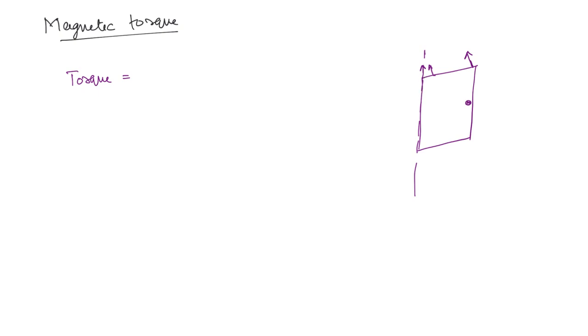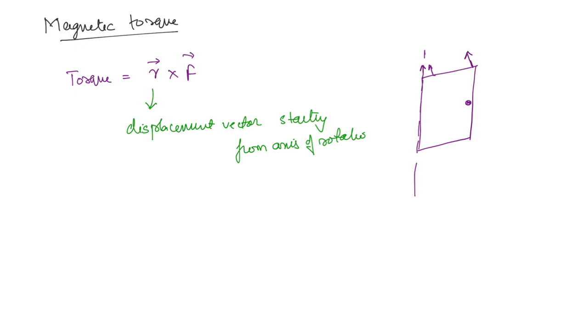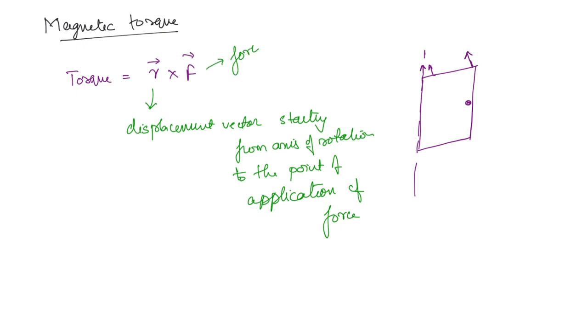So torque is given as R bar cross F bar. Here R bar is the displacement vector starting from the axis of rotation to the point of application of force, and F bar is nothing but the force vector. So this is the expression for torque. It is the cross product of R bar and F bar.